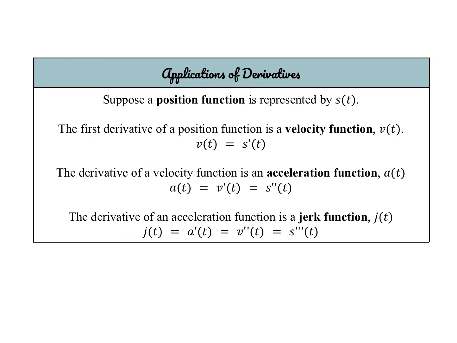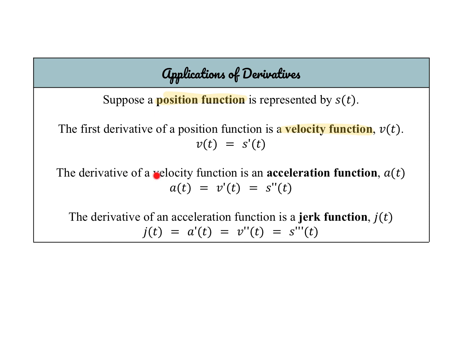So now I want to talk about some applications of derivatives. So when would we care about the first or second or third derivative? So suppose we go back to that position function that we've talked about in previous lessons. And this time we're going to represent that with s of t. So that could be represented by maybe like the height of an object over the number of seconds that has gone by. So the first derivative of a position function we already know is the velocity function, which we can call v of t. So you can see that s prime of t is v of t. So the first derivative of our position function is our velocity function.